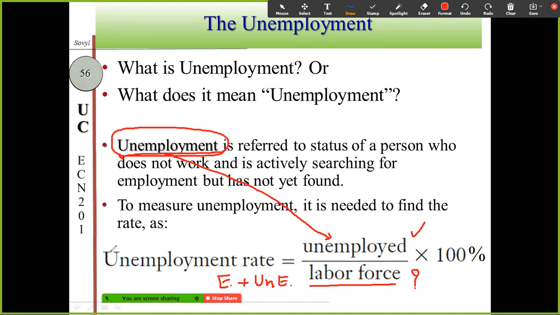So in order to measure unemployment, normally we try to get the unemployment rate. To get the unemployment rate, we take the number of people unemployed divided by the number of people in the labor force and multiply by 100%. This is 100% because we're talking about rate. Okay, so multiply by 100%. But sometimes we don't multiply by 100% if we don't need the rate.